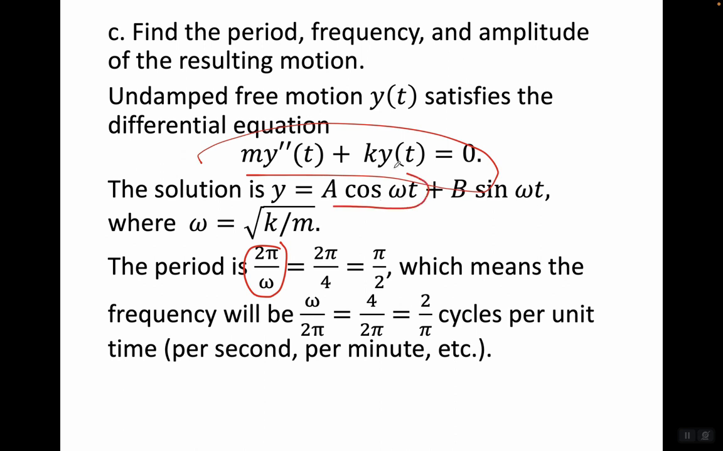We saw that if you just have cosine t, that is period 2 pi. Cosine omega t has period 2 pi over omega, and ditto with a cosine omega t plus b sine omega t. So the period's 2 pi over omega, which is 2 pi over 4, pi over 2, which means the frequency will be the reciprocal, omega over 2 pi. Because if the period is pi over 2, that means the length of one cycle is pi over 2, which means the number of cycles per unit time is the reciprocal of that, namely 2 over pi. 2 over pi cycles per unit time.